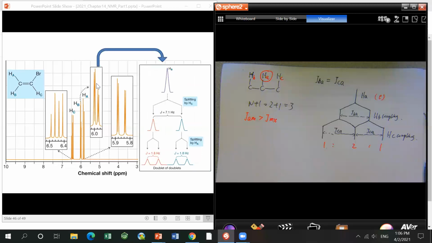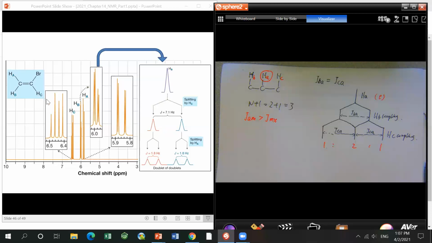Let's see, HB. Look at B. B is coupled with HA and also HC, and they have different coupling constants. The HC coupling constant is 7.1, so that gives 2 peaks. And then the coupling constant from HA is 1.8. That is a different coupling constant, so eventually the B signal splits into a doublet of doublets. Please keep that in mind.